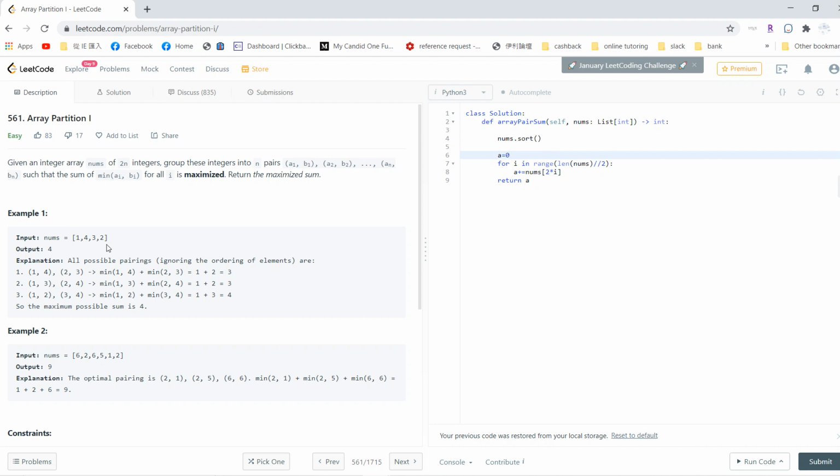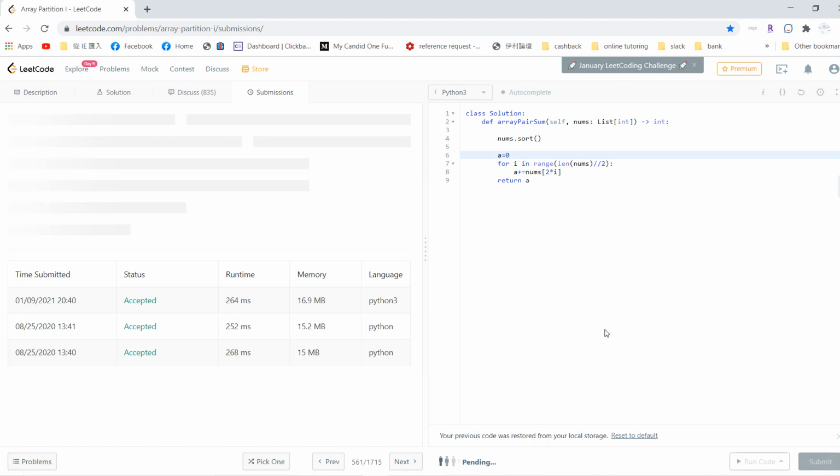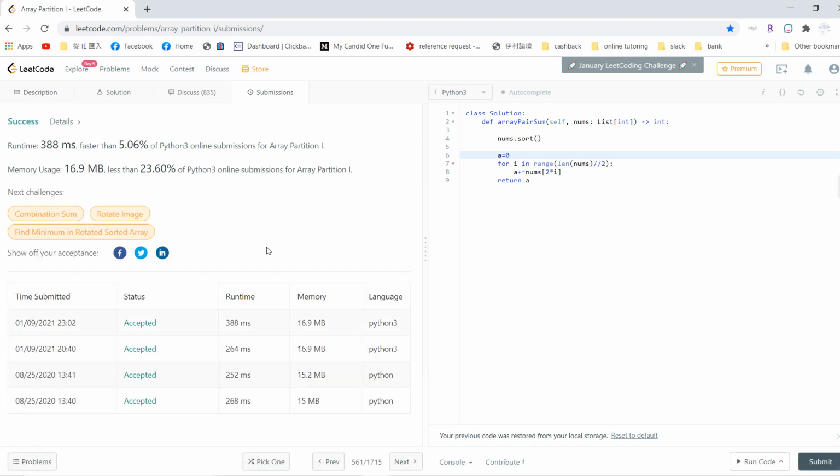So for example, if we sort it, then it becomes 1 2 3 4, right? So we take the 1 and then we take the 3. So the answer is 4. Okay, that's it. If you think carefully, then you will get this answer very easily.